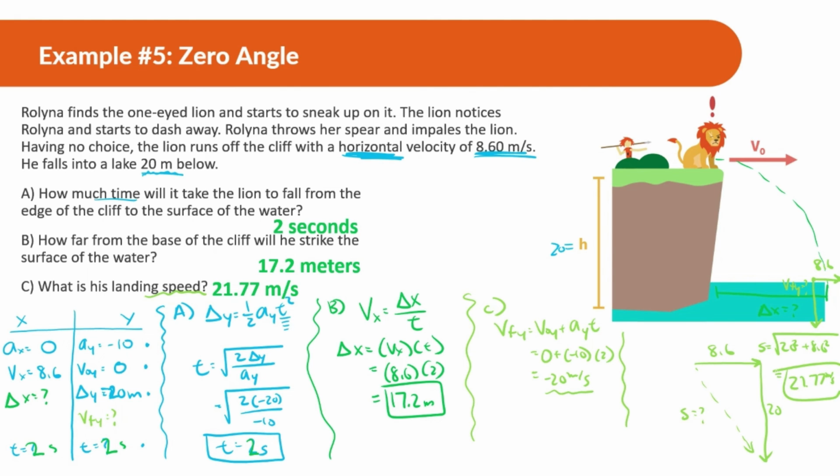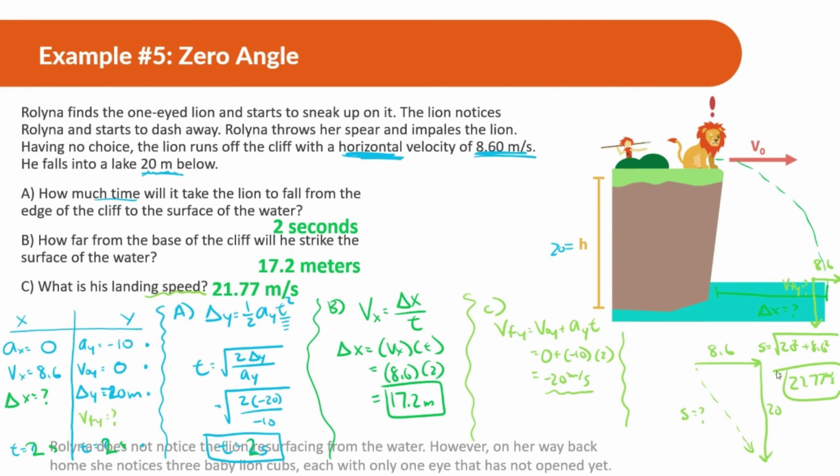Okay, all right, let's see what happens. Rolyna does not notice the line resurfacing from the water. However, on her way back home, she notices 3 baby lion cubs, each with one eye that has not opened yet. Okay, let's keep going.